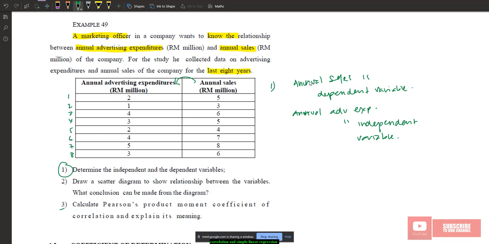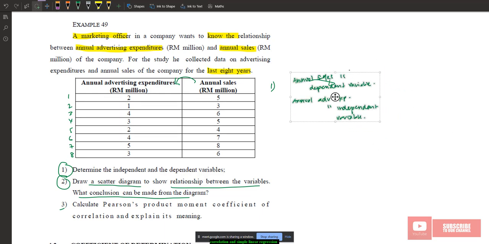So question number 2: draw a scatter diagram to show the relationship between the variables, and what conclusion can be made? Can you take out your graph paper and try to plot this graph?